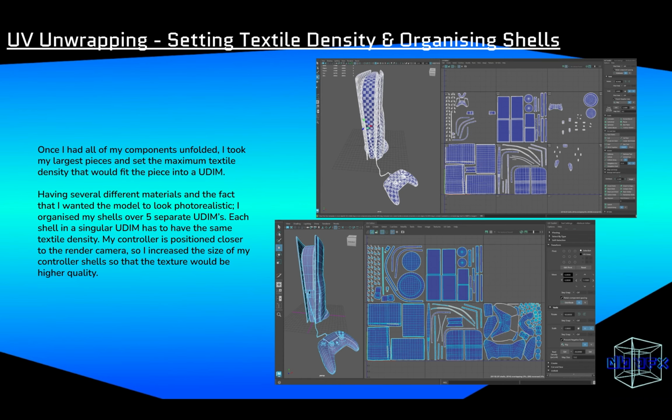Once I had all of my components unfolded, I took my largest pieces and set the maximum texel density that would fit the piece into a UDIM. Having several different materials and the fact that I wanted my model to look photorealistic, I organized my shells over 5 separate UDIMs. Each shell in a singular UDIM has to have the same texel density. My controller is positioned closer to the render camera, so I increased the size of my controller shells so that the texture would be a high quality.